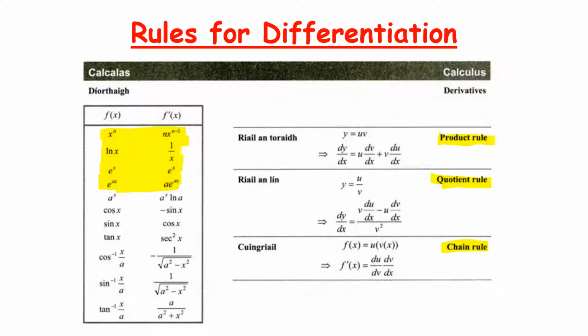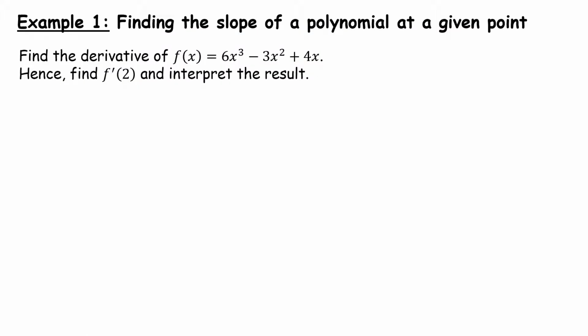There are, like I said, follow-on videos which will deal with basically what's missing here, which will be the differentiation of trigonometric identities, and also working with rates of change. So let's get into a very basic example. So find the slope of a polynomial at a given point.